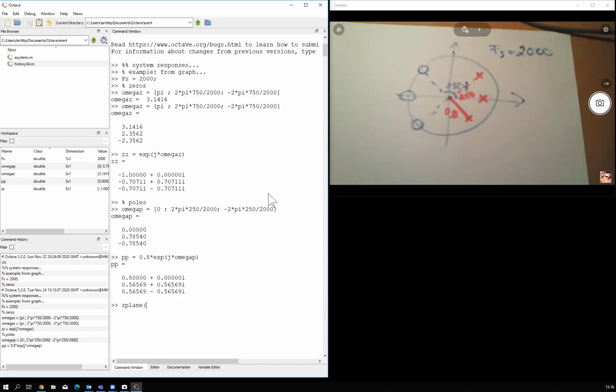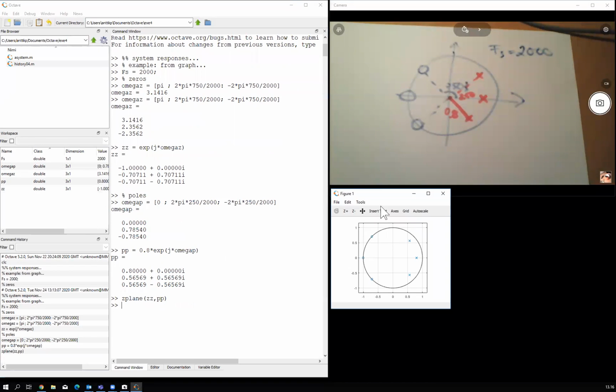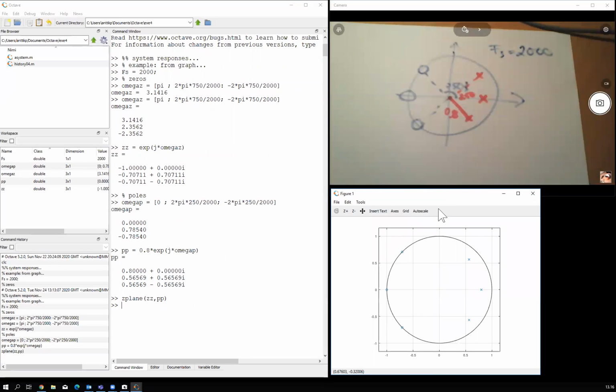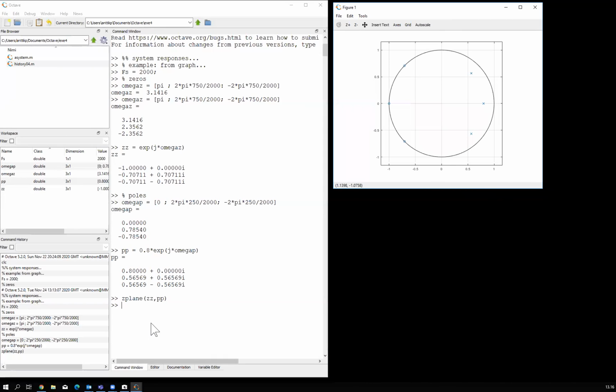And now we can plot them, zeros and poles, on a figure. Okay, looks quite the same as in my video graph here. I can close that one then. So my system design is something like this, and now that these are the roots, how to calculate the corresponding system coefficients.